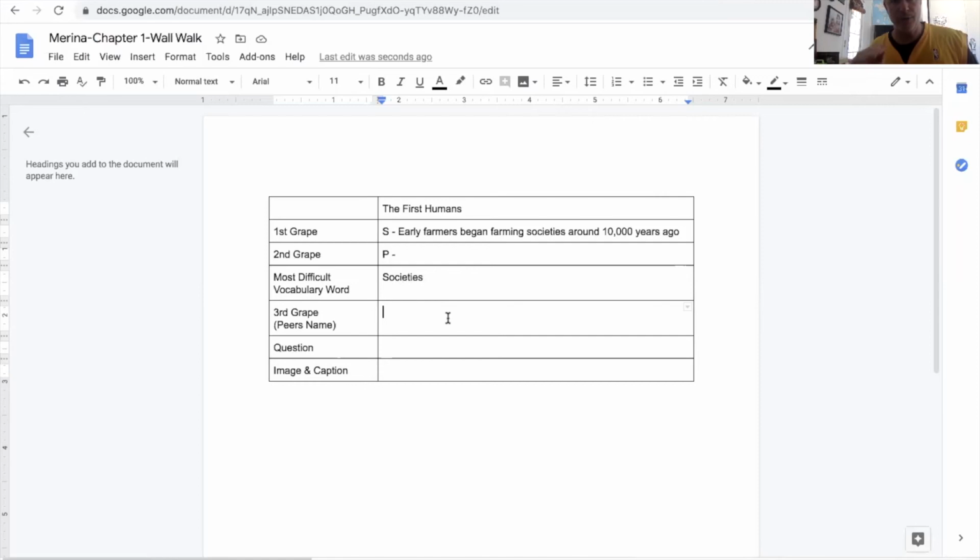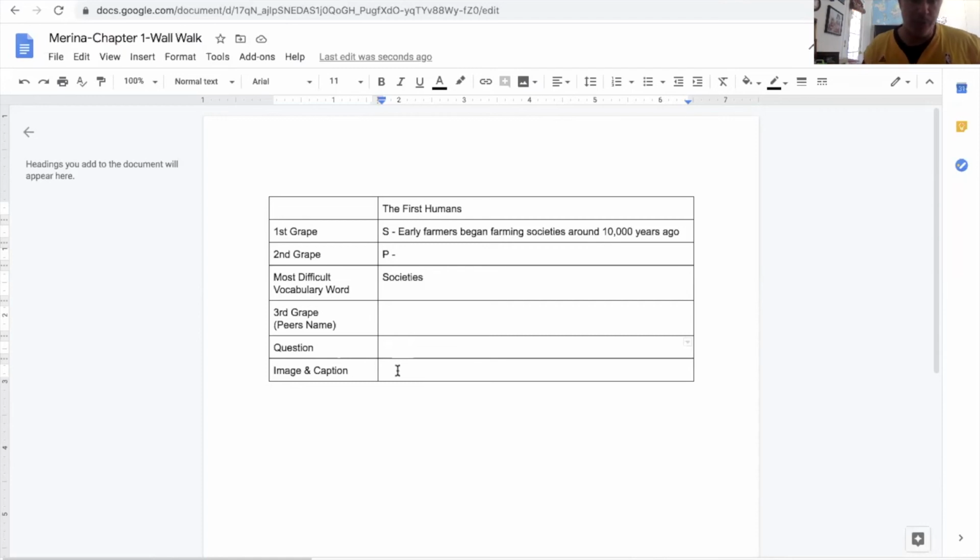This is what I want you to do for homework. I want you to leave the bottom half for when we get to class. We're going to get our third fact, or third grape, excuse me, and we're going to write the name of the person we got it from when we do our wall walk. We're going to make up a question as if we were a teacher, making up a question for a quiz, or maybe just a question that I have. Like, why did they start in Egypt?